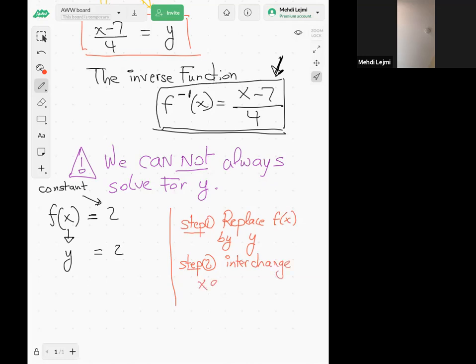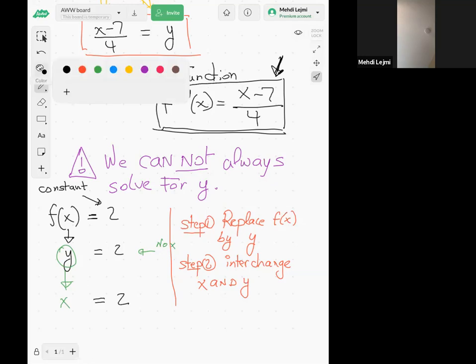Right, x and y. So when you say interchange x and y, it means the y becomes x, and then your x becomes y. But there's no x here, right? There's no x. So I'm going to have just x equal to 2, because there's no x. So I have this x is equal to 2.